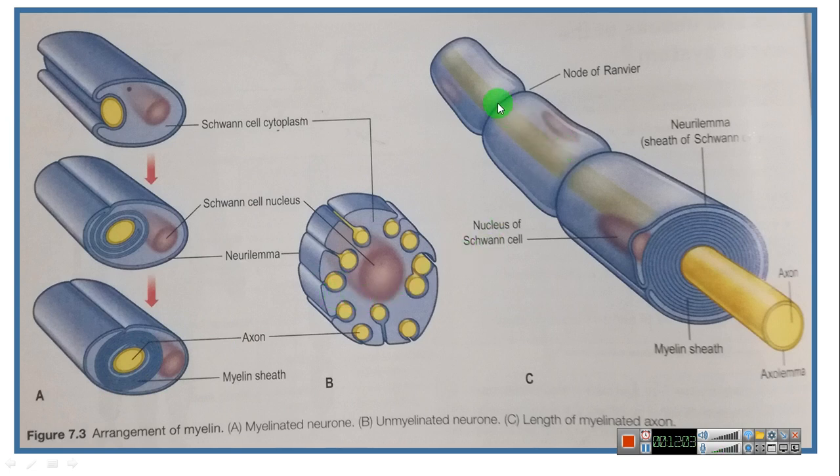This is the node of Ranvier, which increases the rapidity of the impulse through the nerve. It increases the rapidity of the transmission of the nerve impulse. This is the neurolemma, the nucleus of the Schwann cell. This is the axon and the myelin sheath. The myelin sheath covers an axon.